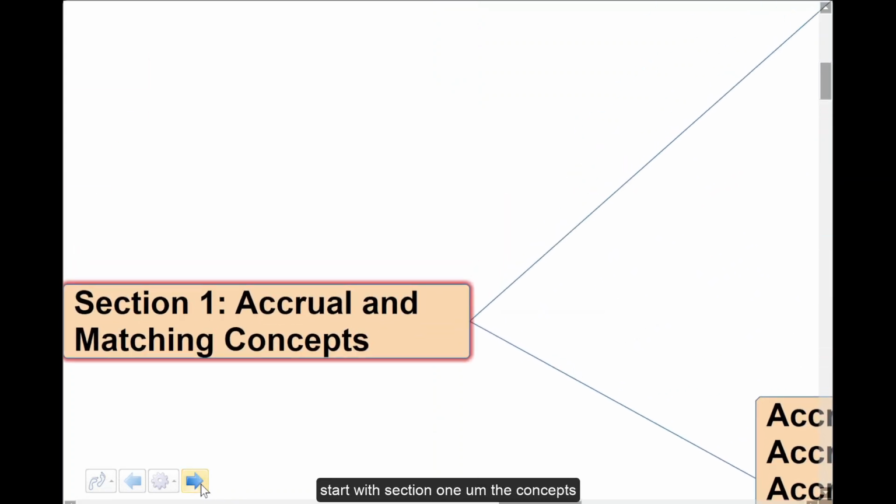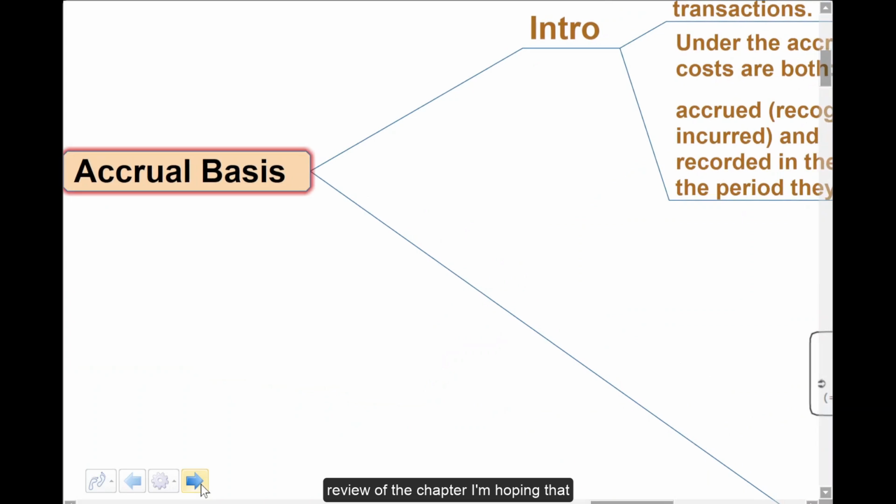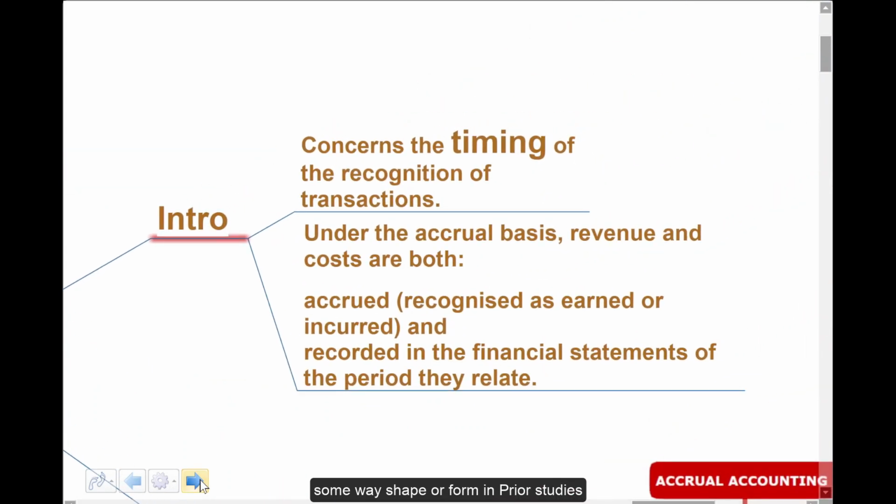Let's start with section 1, the concepts. So, the accrual concept and the matching concept. Now, outside of your review of the chapter, I'm hoping that you may have come across this concept in some way, shape or form in prior studies. In terms of this concept of accruals, really we're talking about the timing of the recognition of transactions. If it still doesn't make a great deal of sense, give me 5 to 10 minutes.